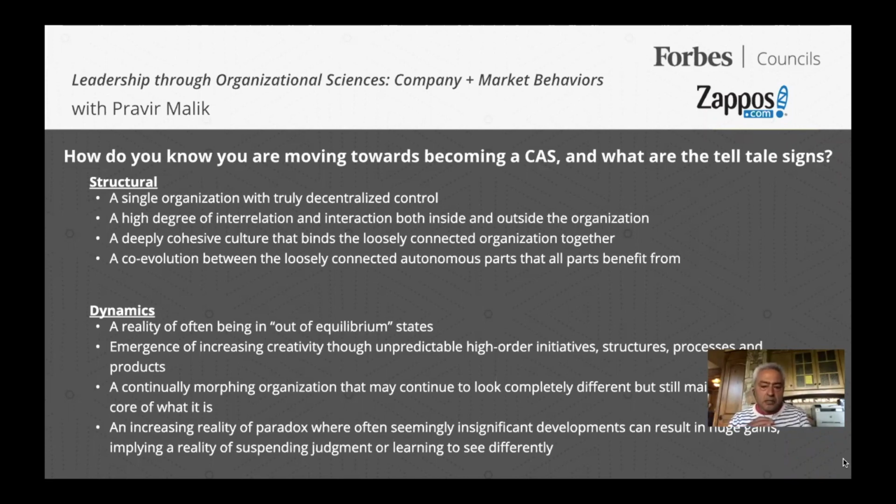And some of the things that would happen are, for example, there would be increasing creativity that would be unpredictable. And that's that second point here. Or the organization or the city would look different, but the core of it would remain the same. And so we would expect those kind of dynamics to come into play a lot more.